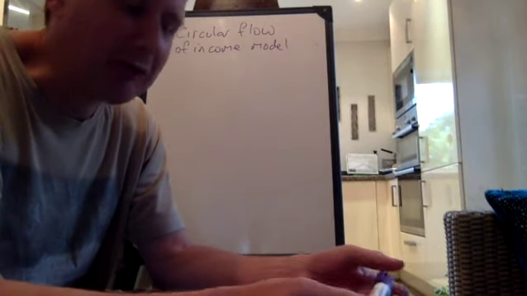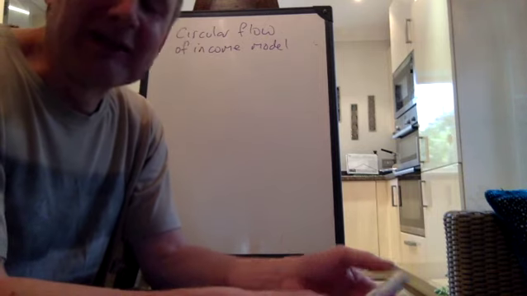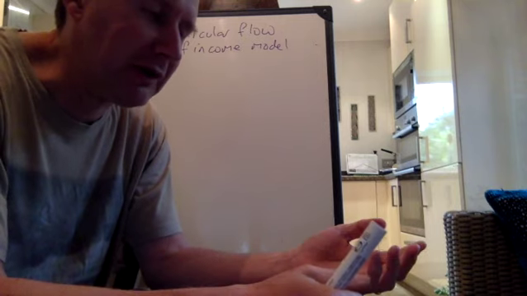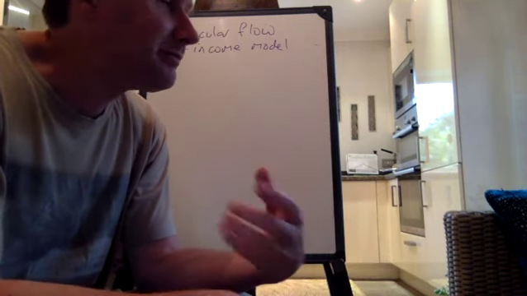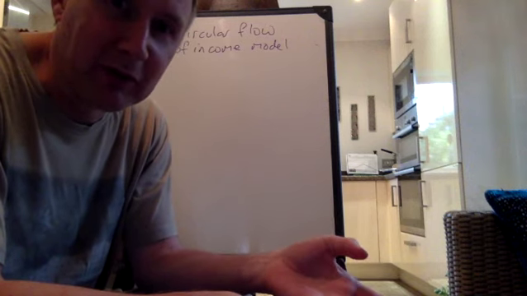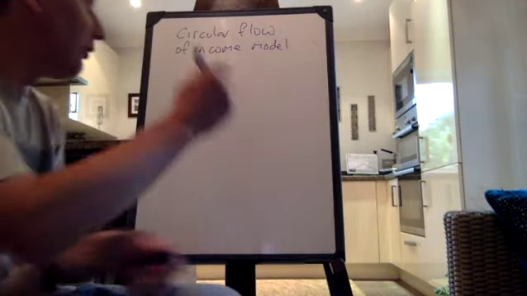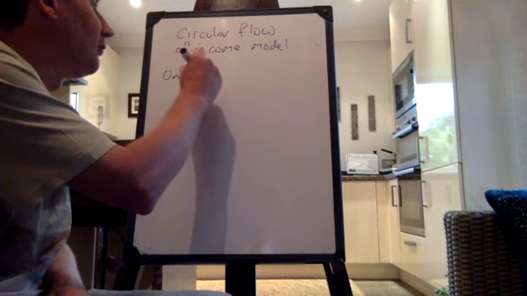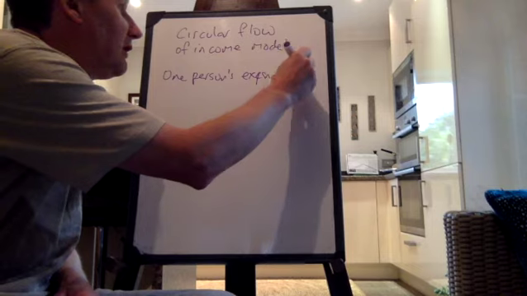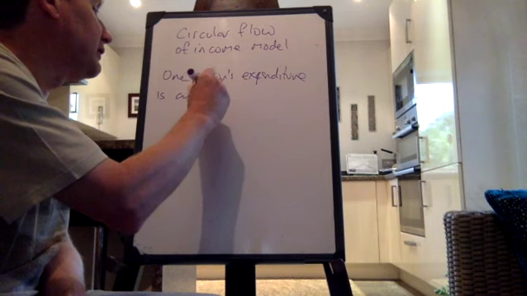Okay, so the circular flow is the first real model. Some people think it's really simple, but actually, I think it's one of the most useful and powerful models that there is in economics. Partly because of its simplicity, and partly because it really does describe the way in which economies actually work. And its basic premise is very simple, which is that one person's expenditure, so if I go and spend some money, one person's expenditure is another person's income.